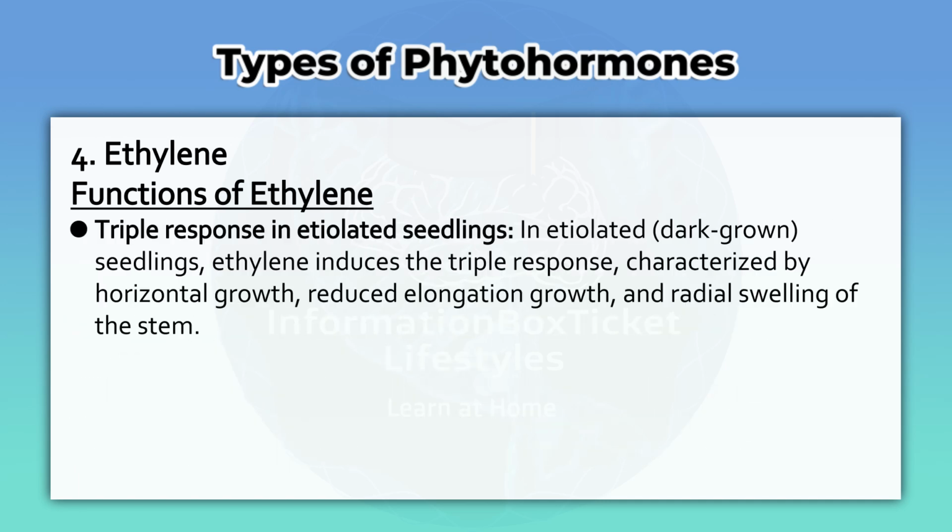Triple response in etiolated seedlings. In etiolated, dark-grown seedlings, ethylene induces the triple response, characterized by horizontal growth, reduced elongation growth, and radial swelling of the stem.